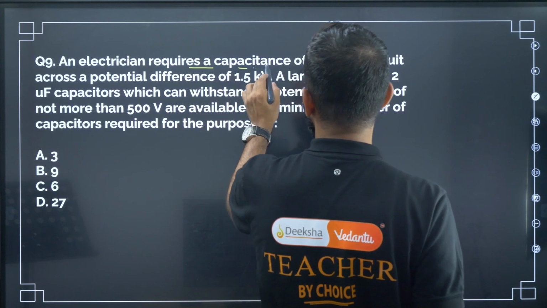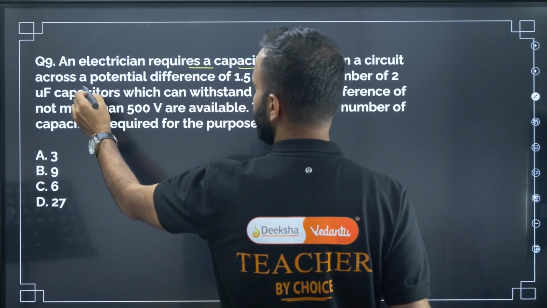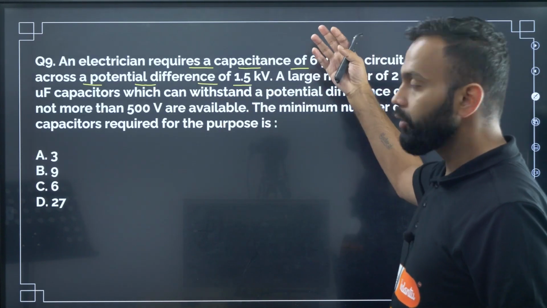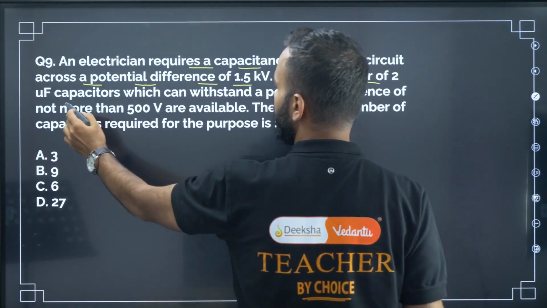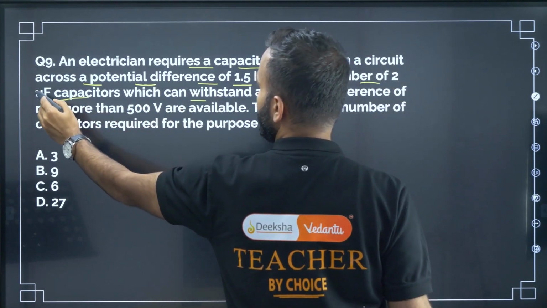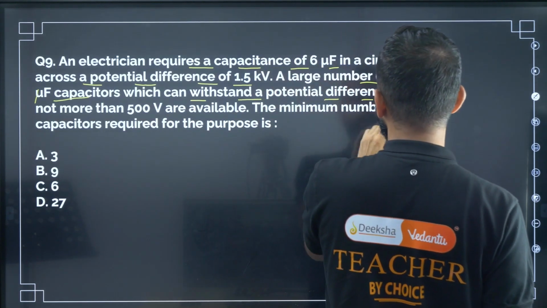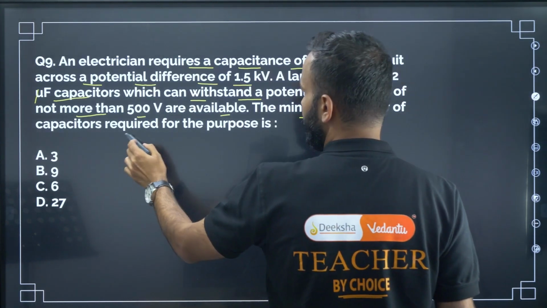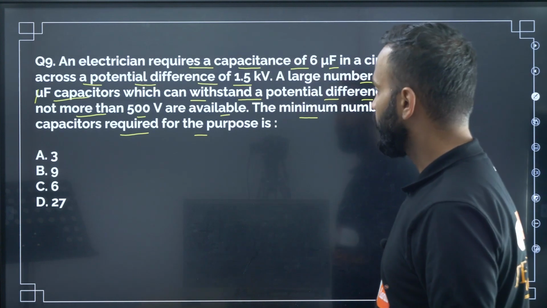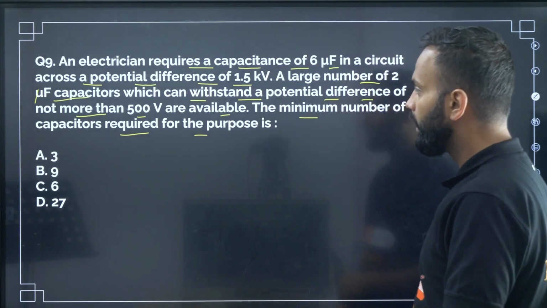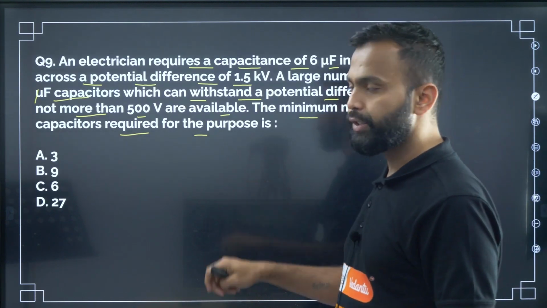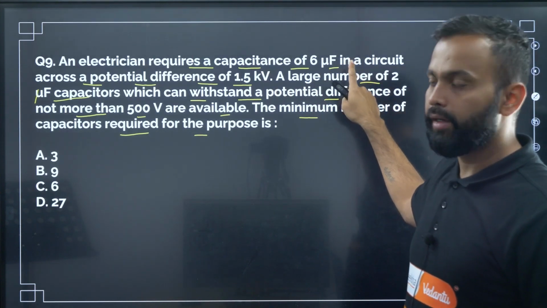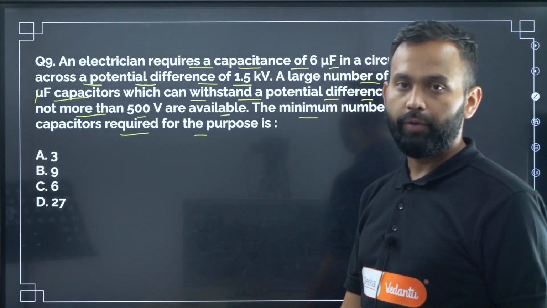Next question, question number 9. An electrician requires a capacitance of 6 microfarad in a circuit across a potential difference of 1.5 kilovolt, that is 1.5 into 10 to the power 3 volt. A large number of 2 microfarad capacitors, which can withstand a potential difference of not more than 500 volt, are available. The minimum number of capacitors required for the purpose is? So he has a large number of 2 microfarad capacitors and each can withstand 500 volt potential difference, right?